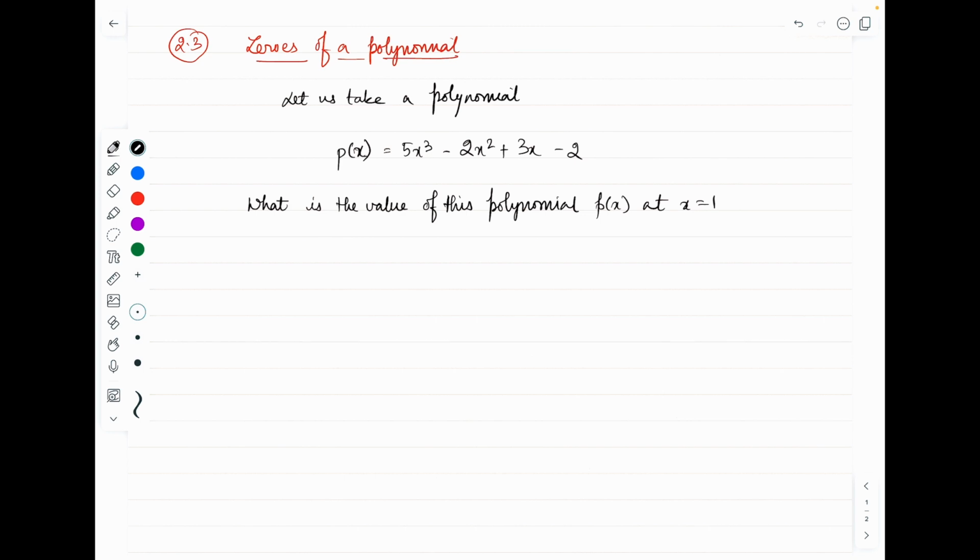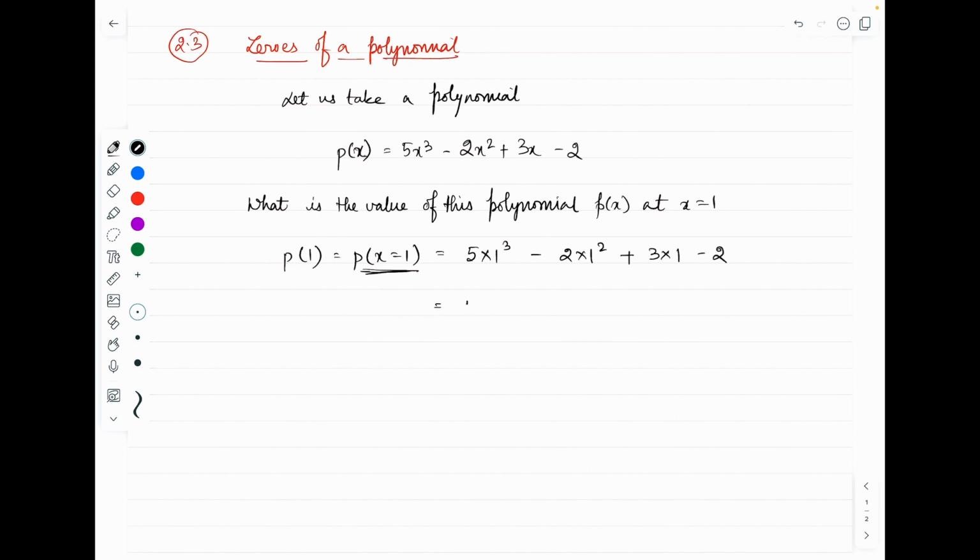So how to do it? Generally we write it like this, P of 1. P of 1 means the value of P when x equals 1. In place of x you write 1. 5x cube means 5 into 1 cube. 2x square means 2 into 1 square. 3x means 3 into 1, and this is minus 2.